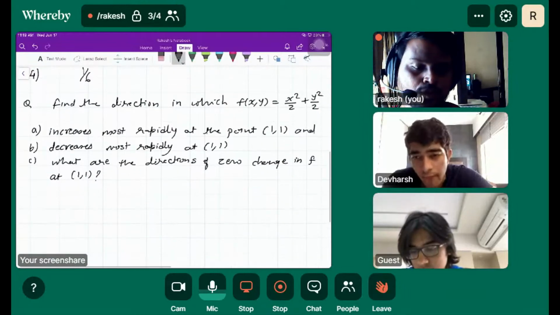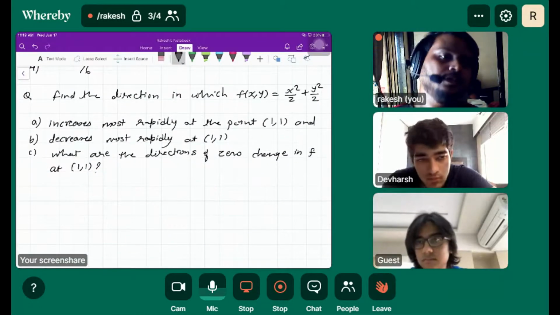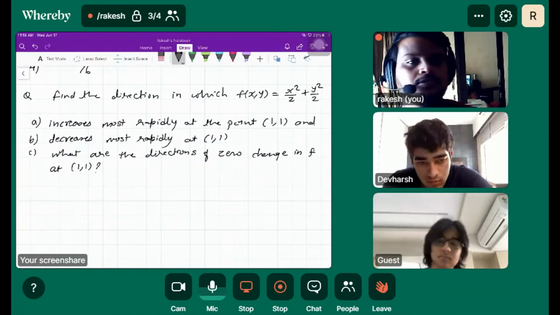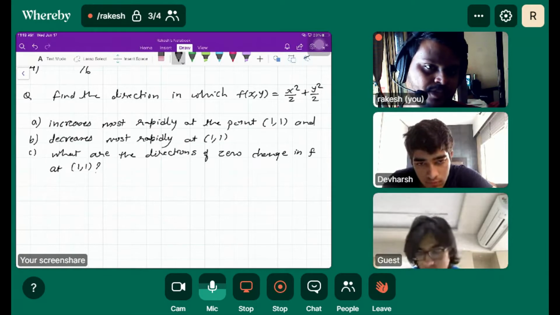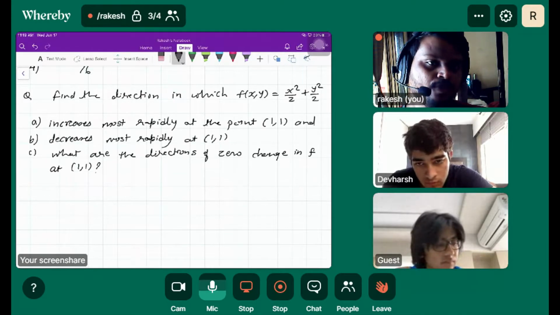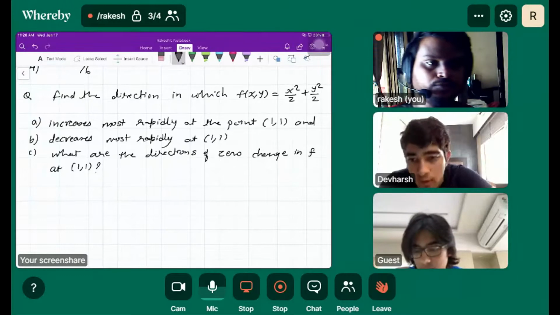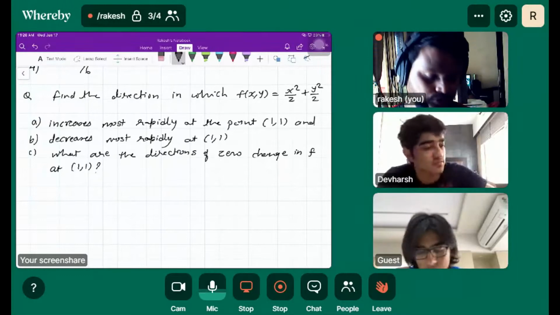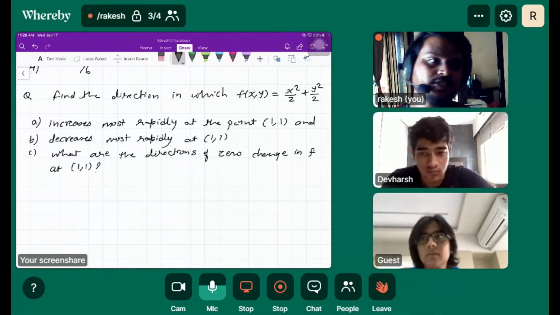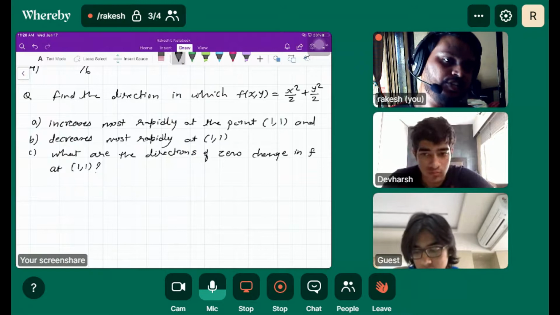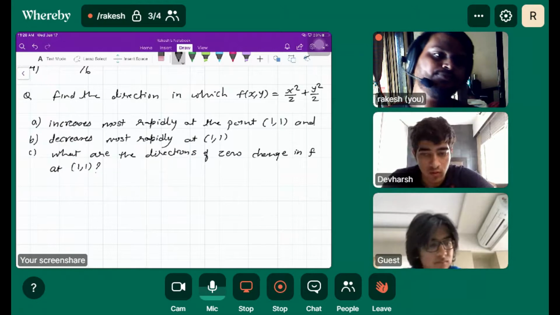Okay, fine. So we have to find out the gradient vector and the minus of that gradient vector for the decreases most rapidly, and for C, what are the direction of zero change. Zero change means the change is zero, that is normal, 90 degrees, orthogonal. Change is zero means orthogonal to gradient vector, right?